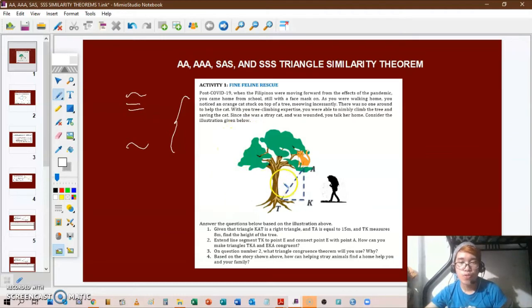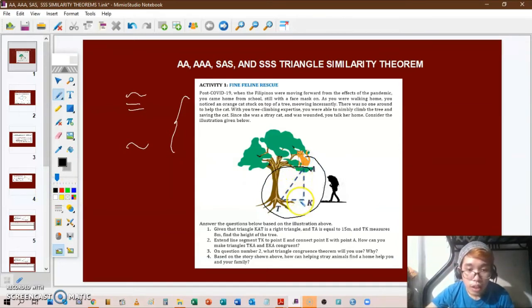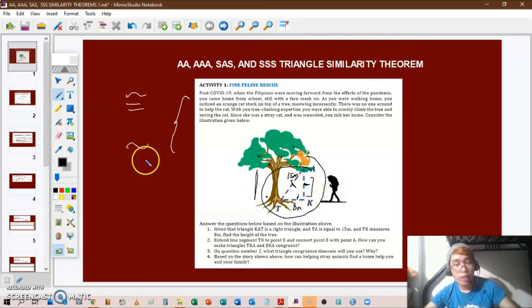So we've formed a triangle here, triangle KAT. You want to know the measurement of the height of the tree, from point K to A. Given that TA is 15 meters and TK is 8 meters, you want to know the measurement of AK. So how do we do that?